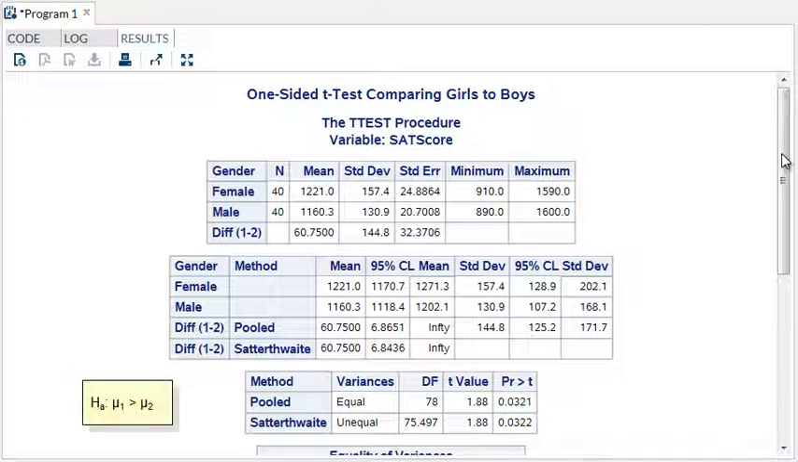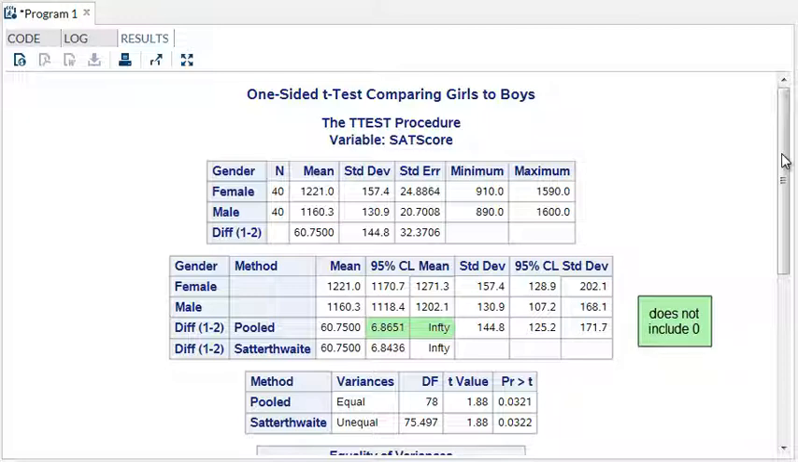This means that, statistically speaking, the average SAT score for females is greater than the average SAT score for males. If you look at the confidence interval for the differences between the means, 6.8651 to positive infinity, it does not include 0, so the difference of the means is significantly different from 0, with females scoring higher than males on average at the 95% confidence level. You learned the same thing from the p-value.